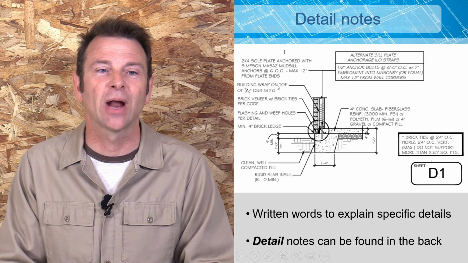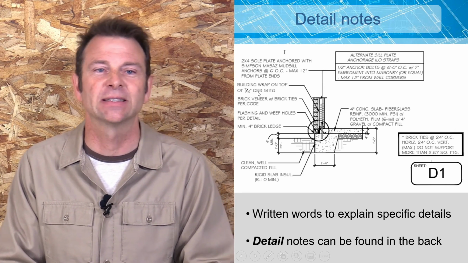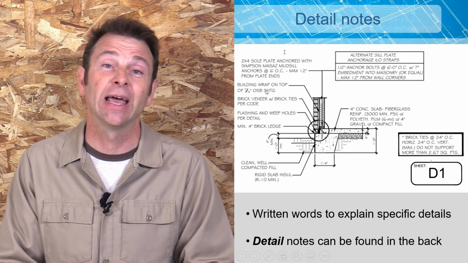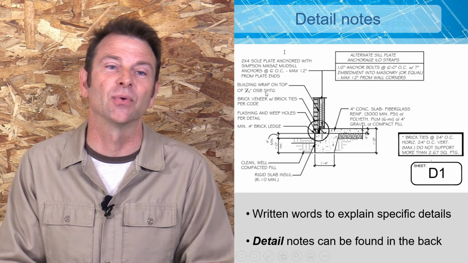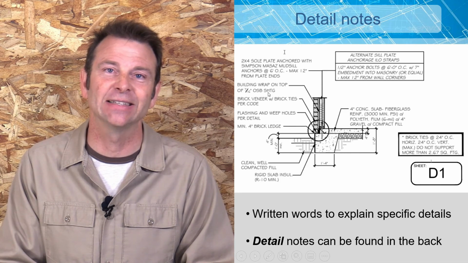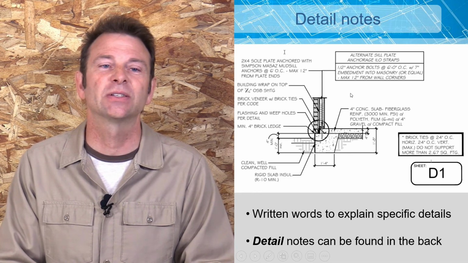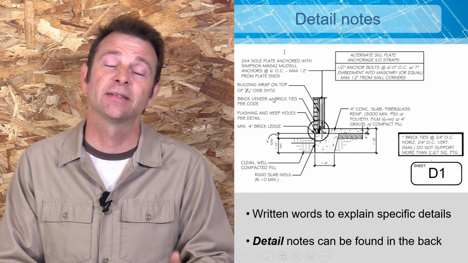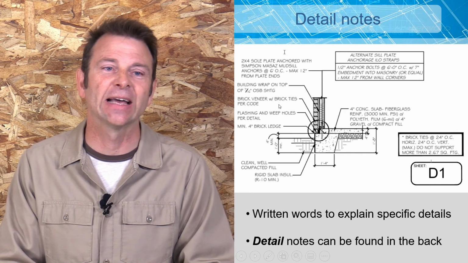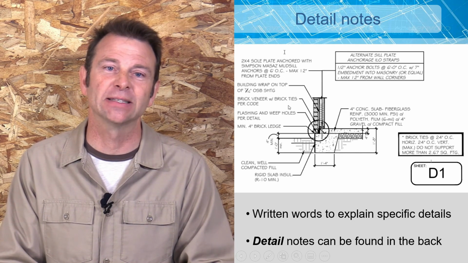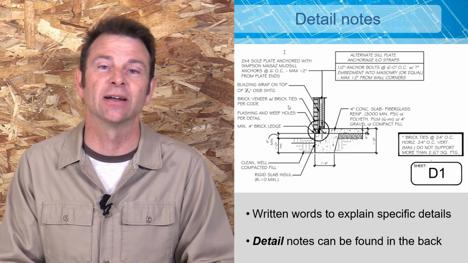And it says building wrap on top of 7/16 OSB. And then there's an abbreviation for sheeting, SHTG. So it's going to be full of widths, which would be W with a slash. Anywhere we can save space and abbreviate, we tend to do that on a set of plans. So that concludes our 4 elements of prints.